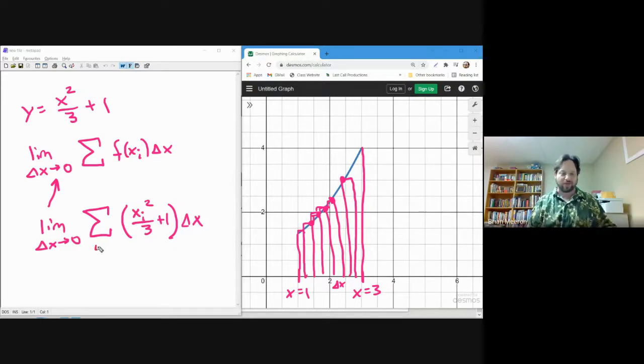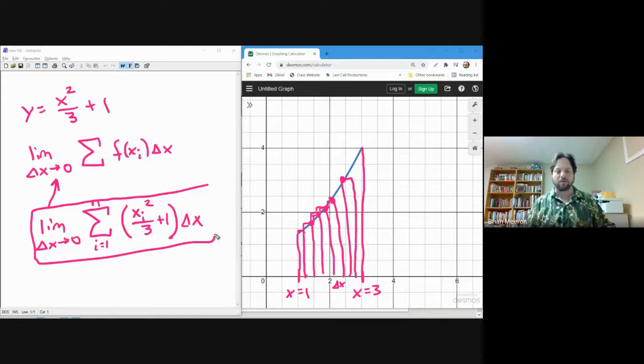Here's a little thing I didn't tell you earlier. We're going to start with i equals 1. That's our first rectangle. And we're going to go up to i being essentially infinity. For now, we're going to call it n, but in calculus, we'll learn that we're going to do n goes to infinity. So how many rectangles are there? Essentially an infinite number, because each one has a width of very close to 0. And this would be our Riemann sum for this picture right here.